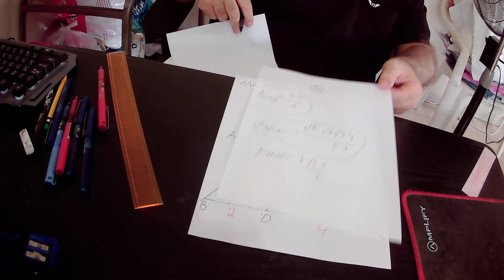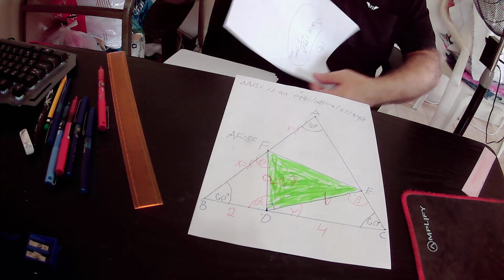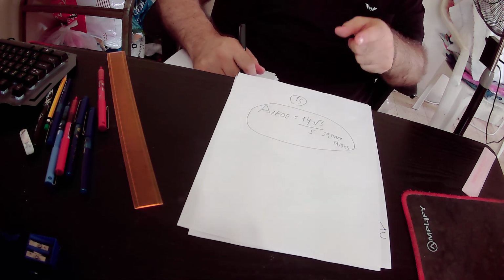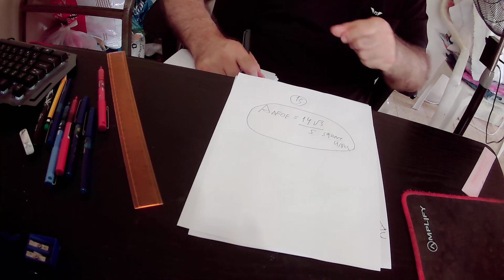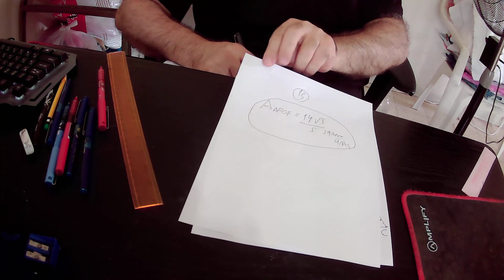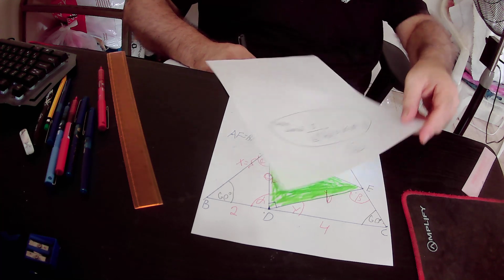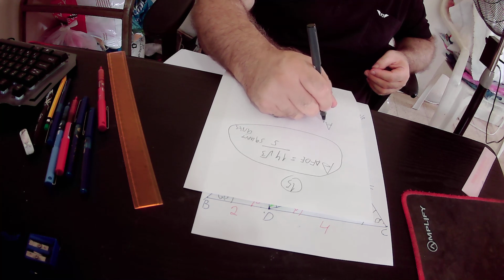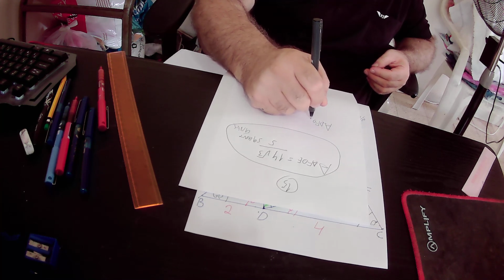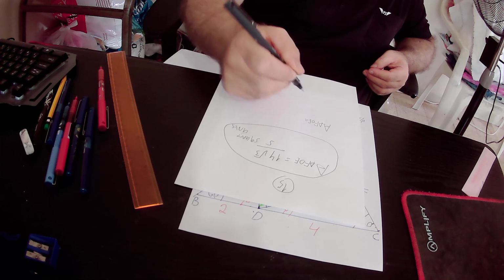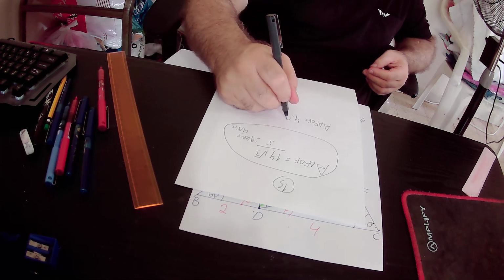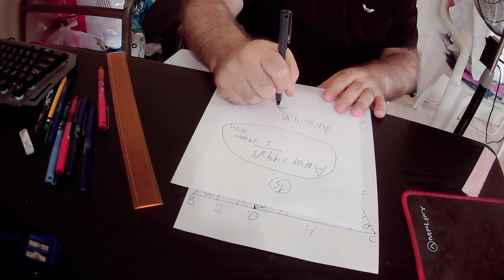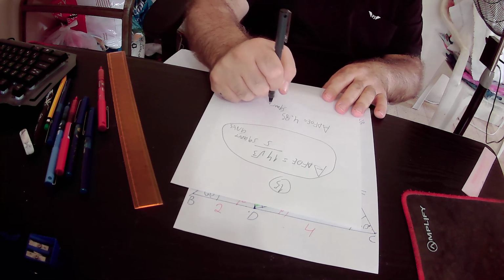So we found that the area of the green triangle equals 14 times root 3 over 5 square units. Or in terms of numbers, the area of the green triangle FDE equals 4.85 square units.